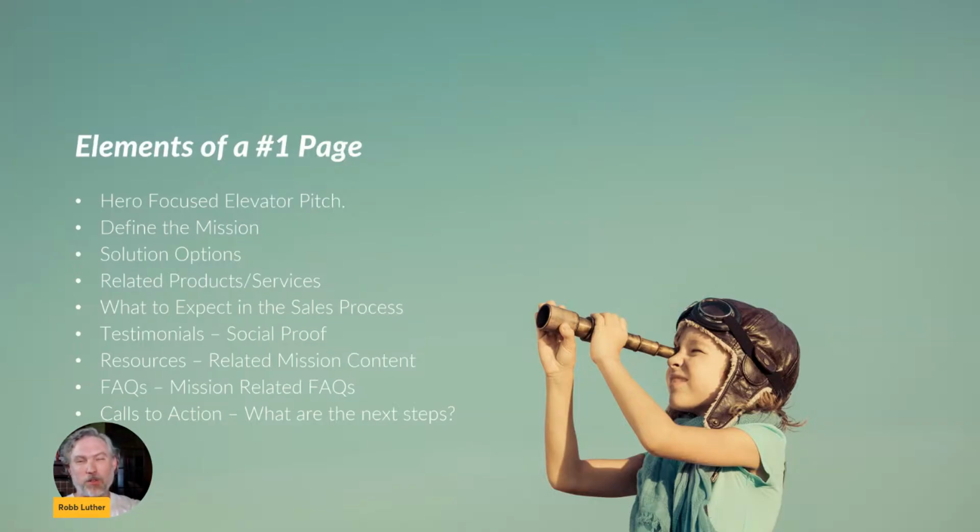And then testimonials and other social proof. Testimonials are great. You should definitely have testimonials on your number one page. You should have case studies on your number one page. And then resources. These could be blog posts and articles that go to value points that are specific to the mission. You want to have those available on the number one page too, so that you're providing additional resources to your hero whenever they're trying to learn more about you and about being successful in their mission.